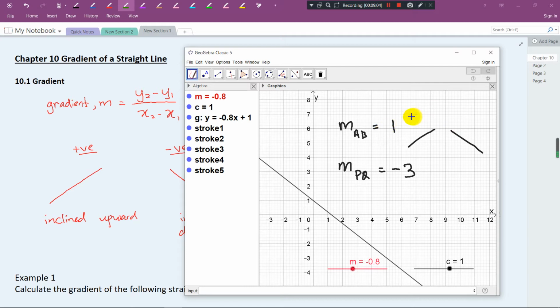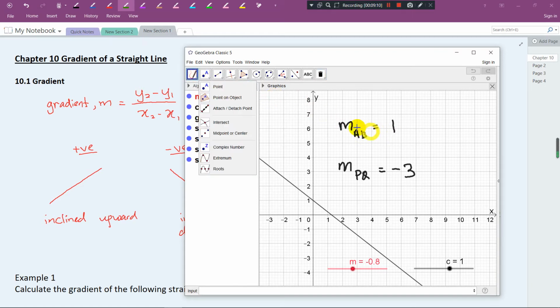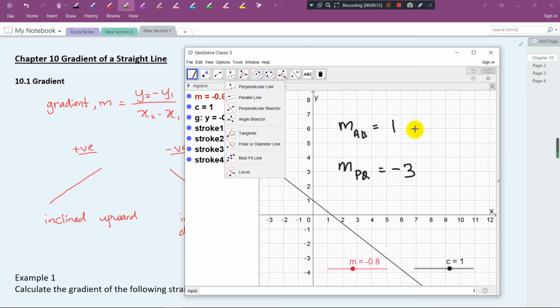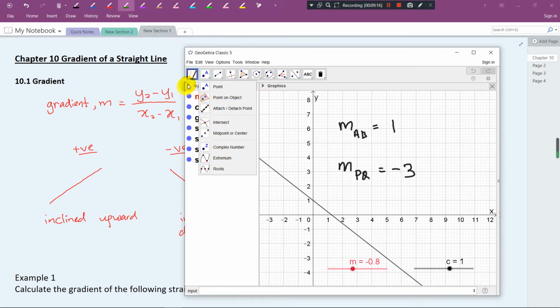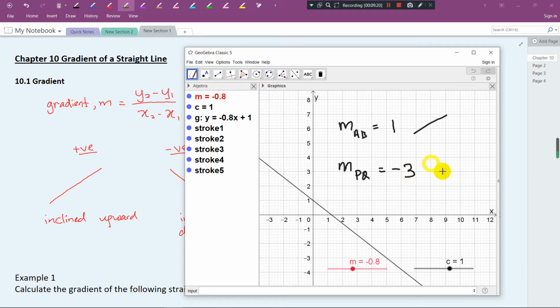This positive is going upward. Now you have a positive number, which means that the straight line is going upward, going upward like this, and this negative is going downward. And because this is 3, negative 3 is actually steeper compared with this straight line. So PQ will be steeper compared to straight line AB.